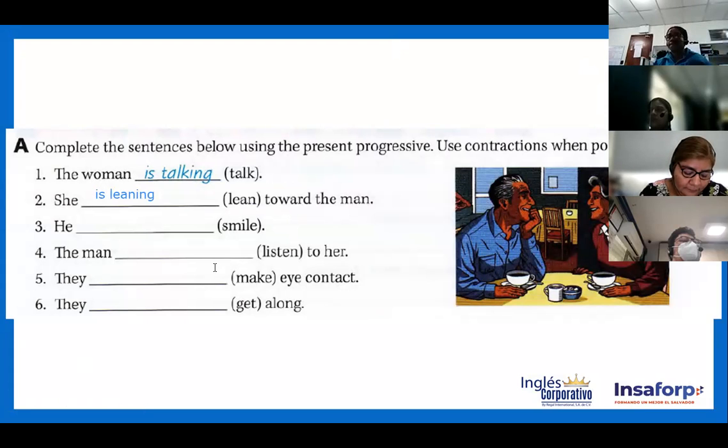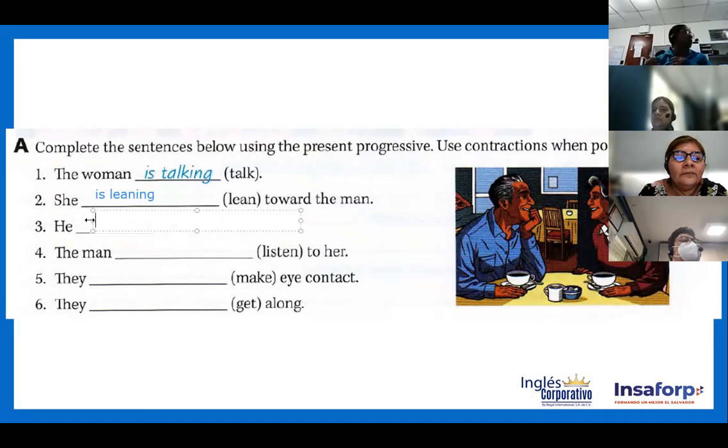Okay, Ruth, please, number three. ¿Cómo nos quedaría la number three? Tenemos el verbo smile. Smiling. He is smiling. Smiling, okay, muy bien. Very good. He is smiling, él está sonriendo. Okay, si nos fijamos acá, la letter e cambia y le vamos a agregar ing. Okay, perfect. Okay. Thank you.